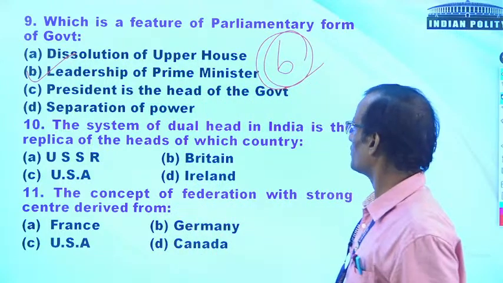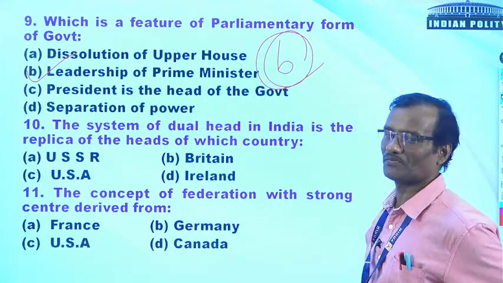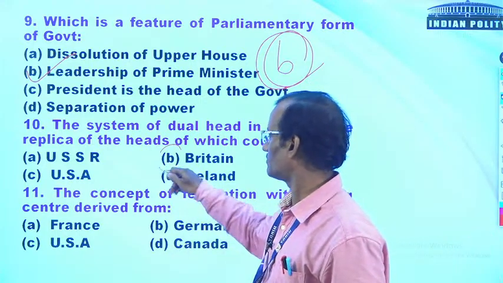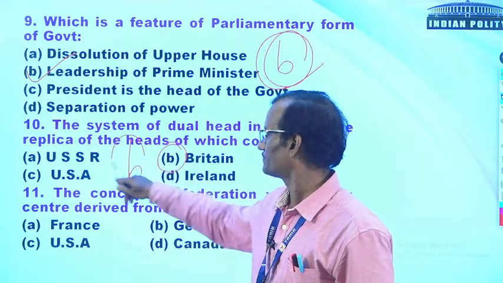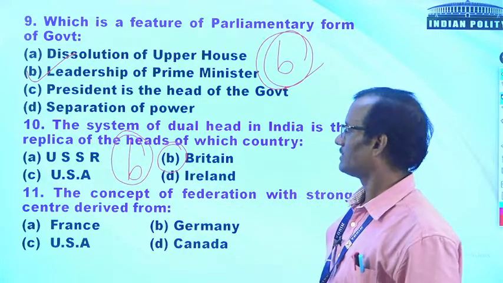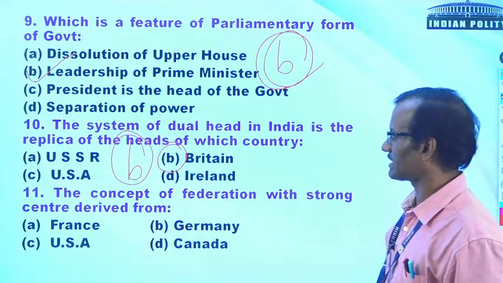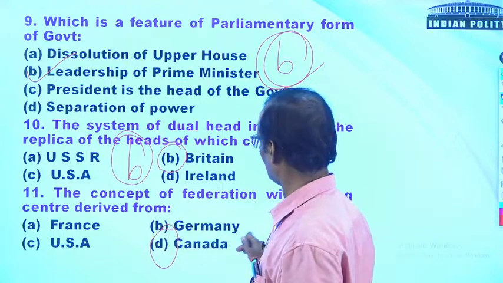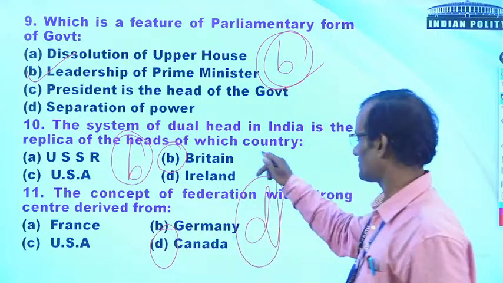The system of dual head in India is a replica, meaning an exact copy, of the UK, Britain, B. The concept of federation with a strong center, that we have already discussed, D, Canada concept.